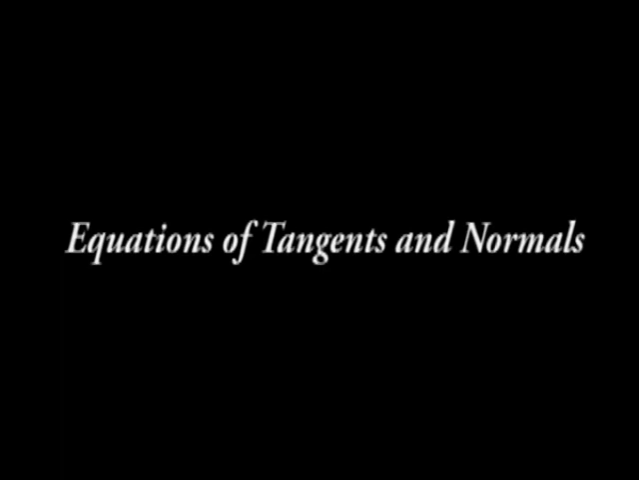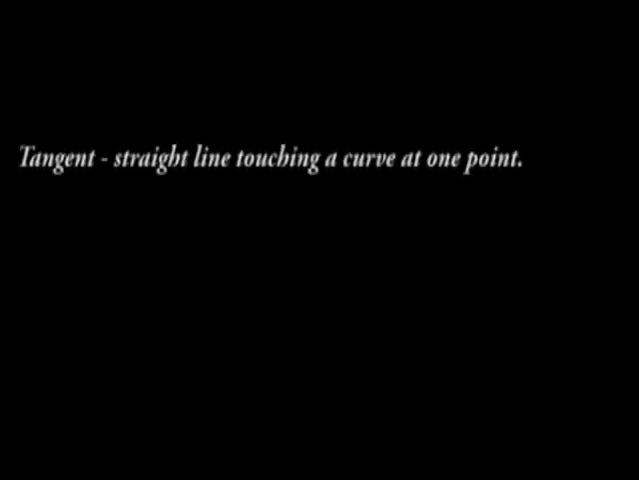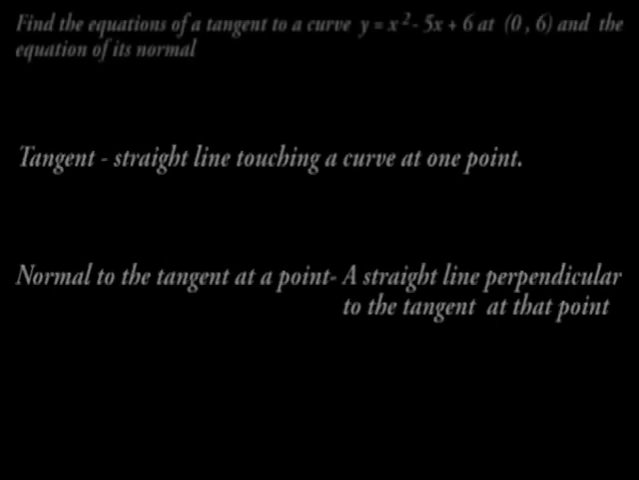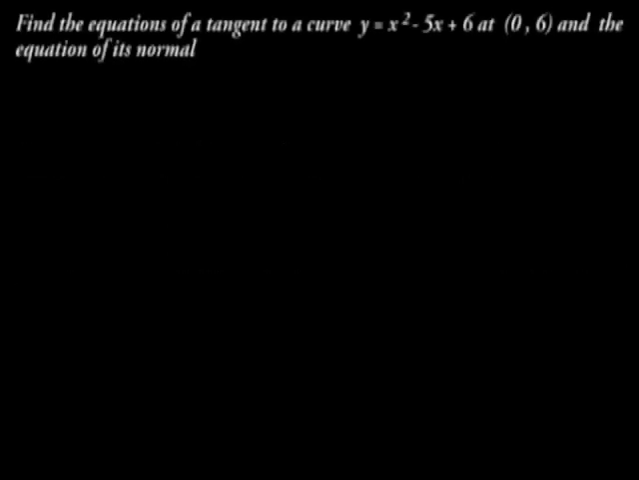Equations of tangents and normals. A tangent is a straight line touching a curve at one point. The normal to the tangent at a point is a straight line perpendicular to the tangent at that point. We can determine the equation of a tangent to a curve as well as that of the normal. For example, find the equation of the tangent to the curve y is equal to x squared minus 5x plus 6 at the point (0, 6), and the equation of its normal at the same point.